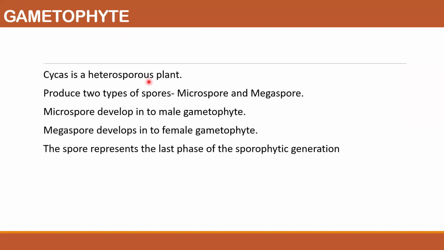Cycas is a heterosporous plant. It produces two types of spores, microspore and megaspore. Microspore develops into the male gametophyte and megaspore develops into the female gametophyte. The spore represents the last phase of the sporophytic generation and it gives rise to a new gametophytic generation.